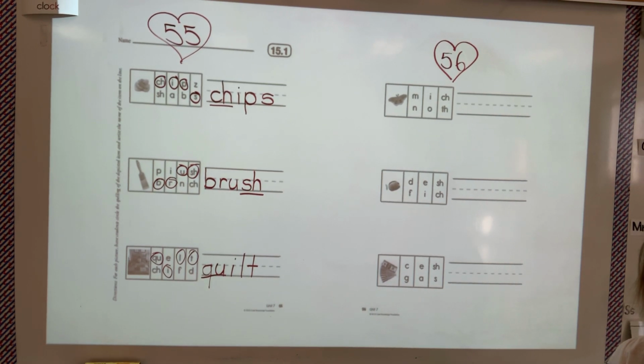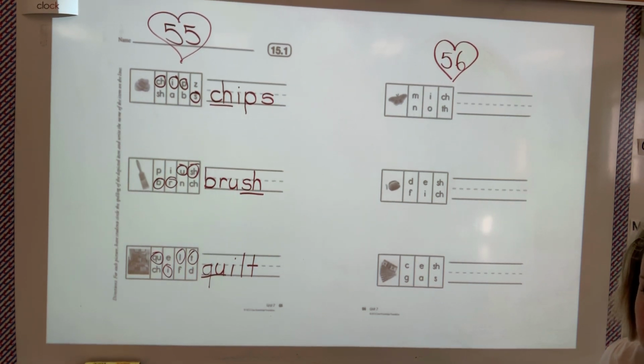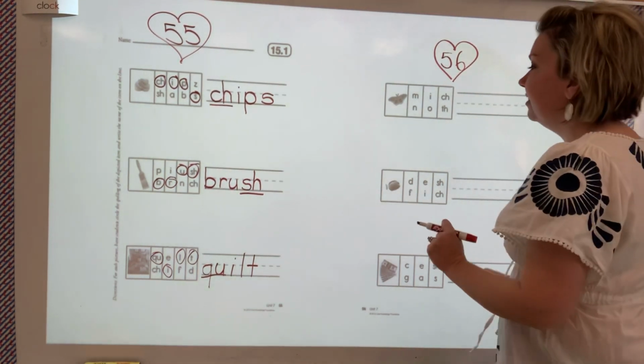Miss K, can I just do a jumping jack? If you want to. All right, I still see a few pencils moving, so I'm going to give us another few seconds. Okay, let's take a look.